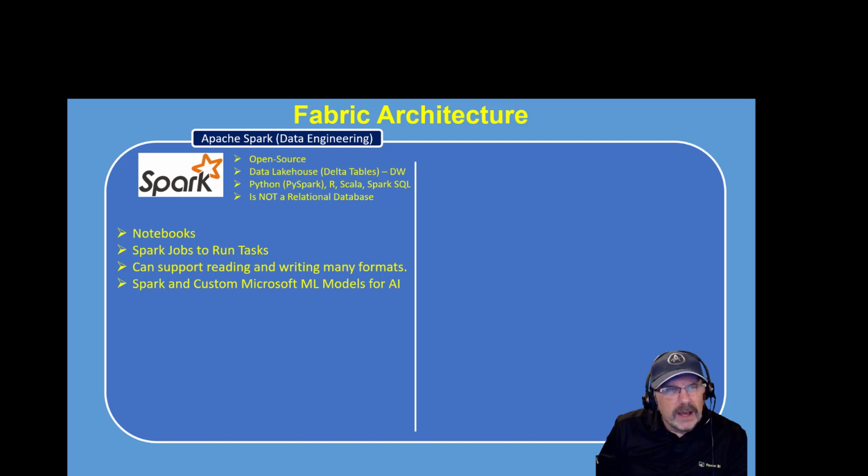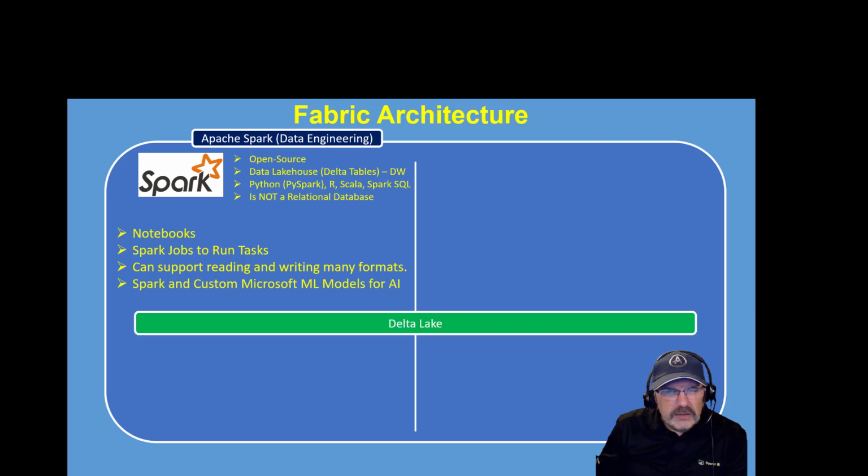And when you're doing AI, Spark has something called Spark ML, which is lots of different machine learning models that you can use right out of the box with Spark. It also supports many other open source frameworks that you can bring in and leverage to build your machine learning models. But it also comes with the ability to use custom Microsoft ML models for AI.